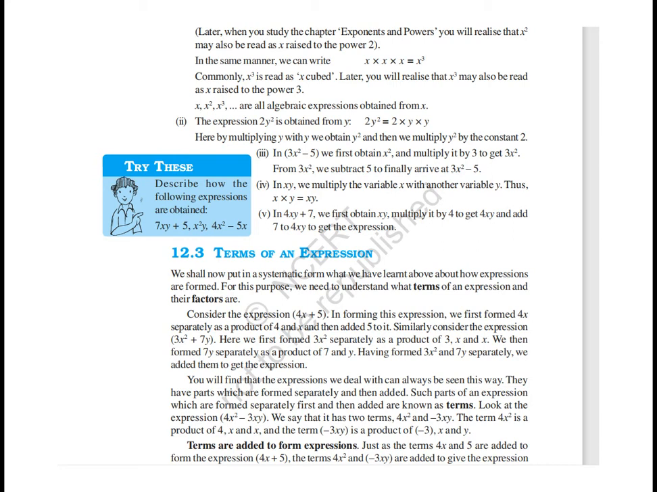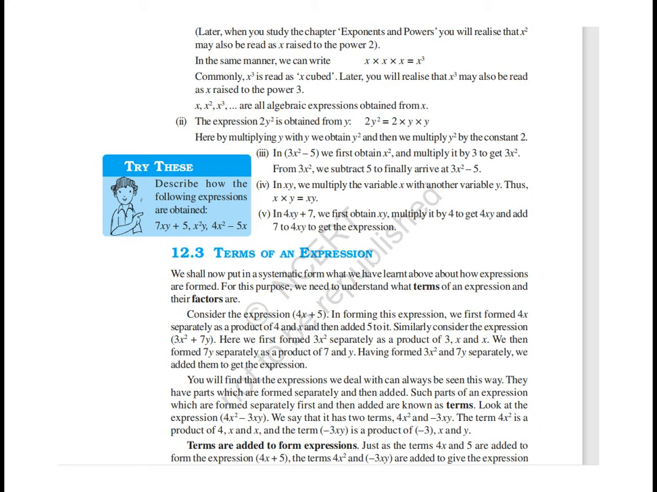Similarly, there is an expression given, 3x square plus 7y. How many terms are used there? Two terms are used. The first term is 3x square. How will you write it? It is the product of 3 into x into x. 3 is a constant, x is a variable. Plus is the arithmetic operator used here. Then 7y, that is 7 into y. 7 is a constant, y is a variable. So these are the terms of an expression: the first term is 3x square and the second term is 7y.